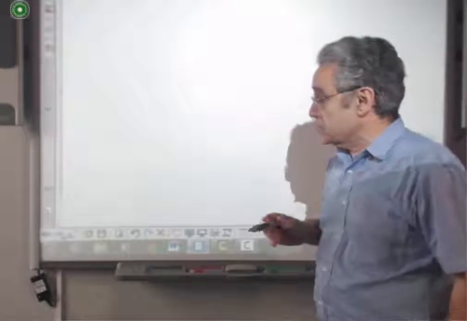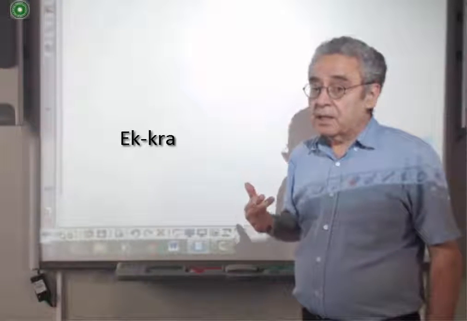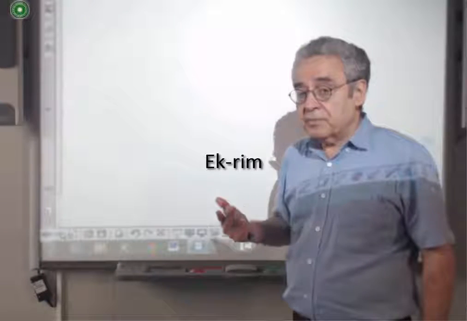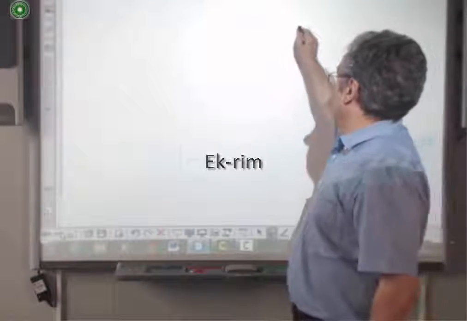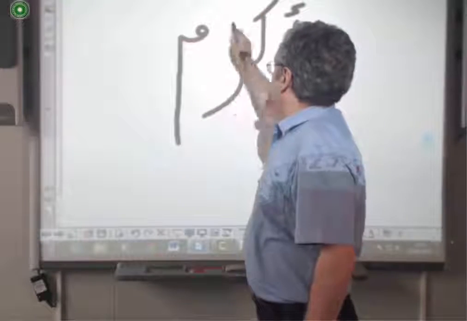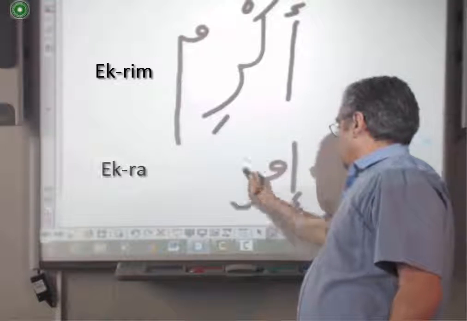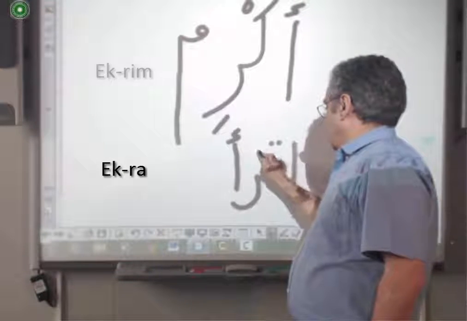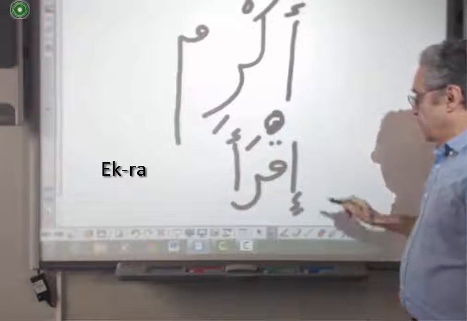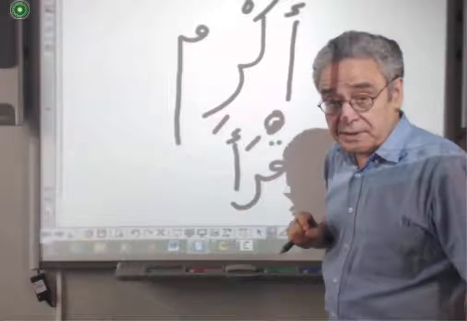Maybe we can take two words. I want you to pronounce them with me. اقرأ, اقرأ, and اكرم, اكرم. I want you to pronounce it. اكرم and اقرأ. Say اقرأ, اكرم. So these are the two letters.